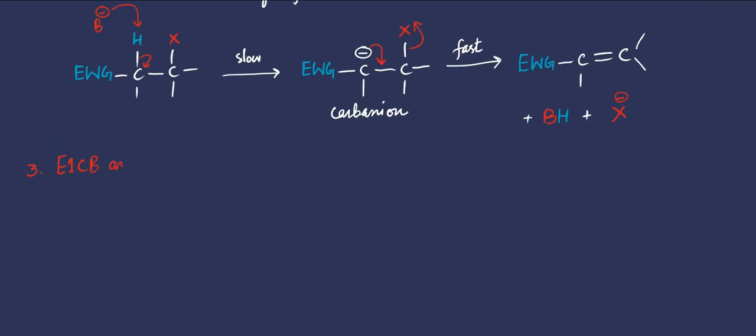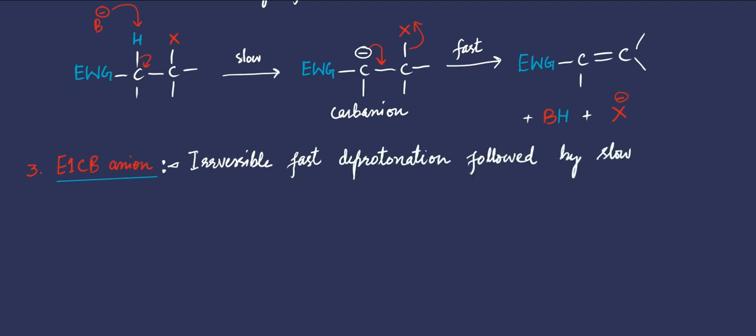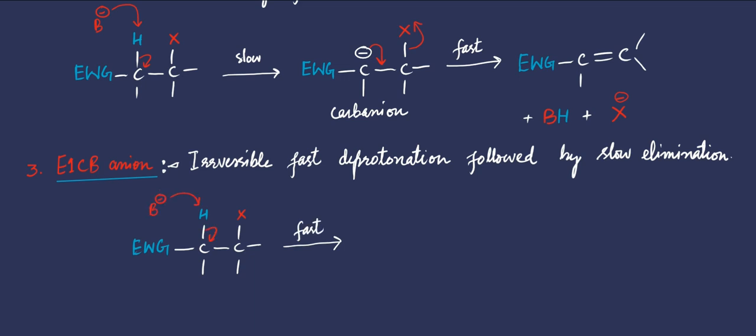The third type is E1cB anion. It involves irreversible fast deprotonation of H, followed by slow elimination of leaving group X. Consider this substrate with leaving group X, having hydrogen and electron withdrawing group attached to adjacent carbon. The first step is fast and involves deprotonation of acidic H by base, to form a carbanion conjugate base. The second step involves expulsion of leaving group X with the help of negative charge. This step is slow and forms a double bond between the two carbons.